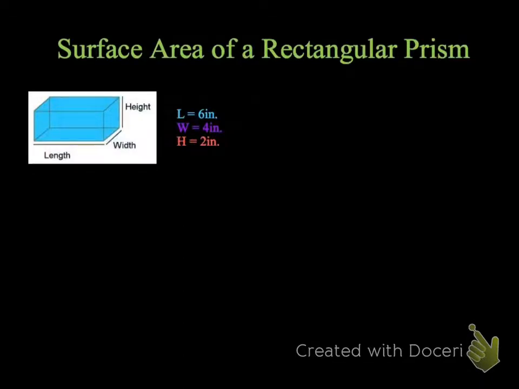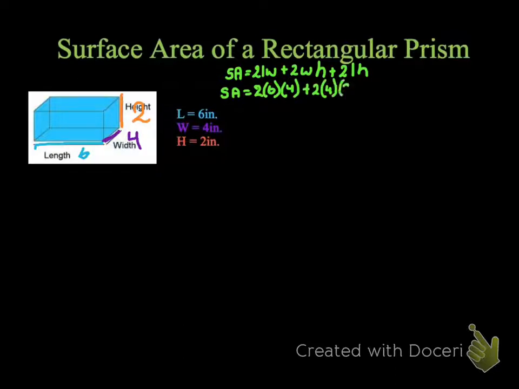Suppose the length of a rectangular prism is 6 inches, the width is 4 inches, and the height is 2 inches. We would then plug those numbers into the surface area formula, which is surface area equals 2LW plus 2WH plus 2LH. When we plug the numbers in, we get surface area equals 2 times 6 times 4 plus 2 times 4 times 2 plus 2 times 6 times 2. We would then simplify to get our answer.